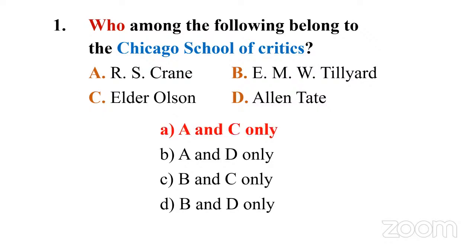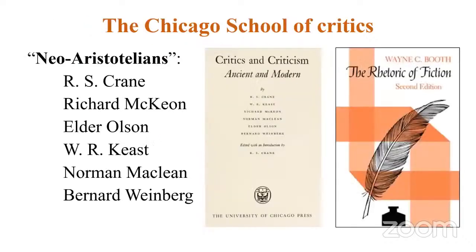A and C only. The answer is R.S. Crane and Elder Olson. They are the members of the Chicago School of Critics. So how do we analyze this question and the logic behind the options? Number 1, we have to look at the Chicago School of Critics. Who are they? When we say Chicago School of Critics, these are the members of that group.